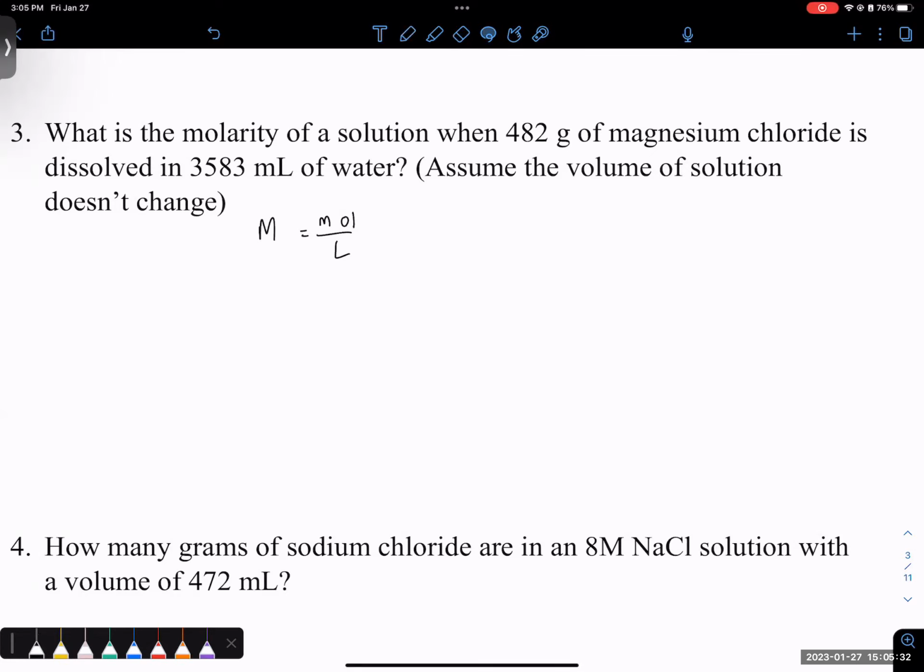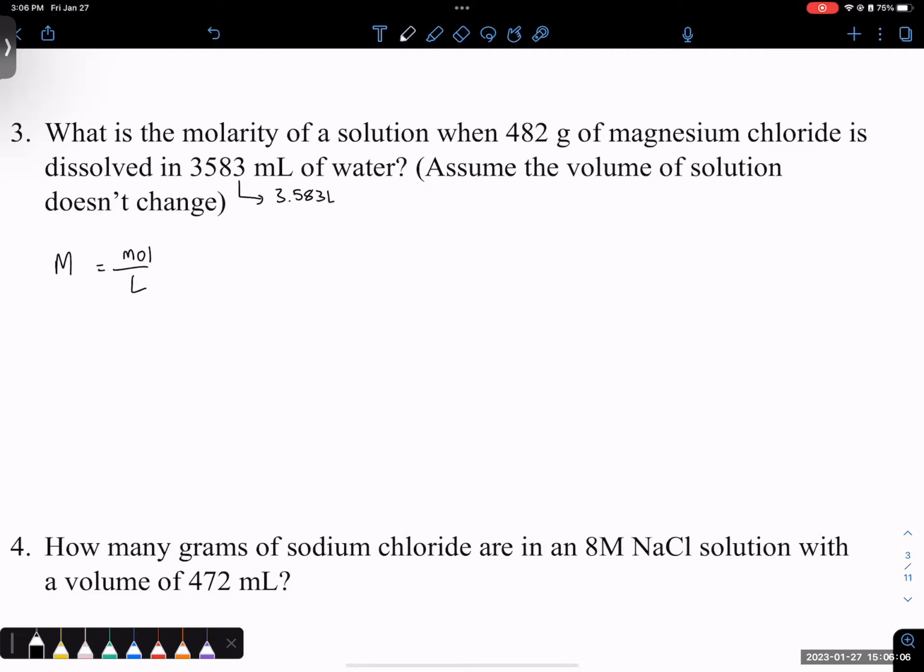Do we have liters? Do we have the volume? We can, right? We need it in liters, but we're given that in milliliters. So 3,583, there's 1,000 milliliters in a liter, so this translates to 3.583. So we got that. So we only need one more thing. It's the moles, right?